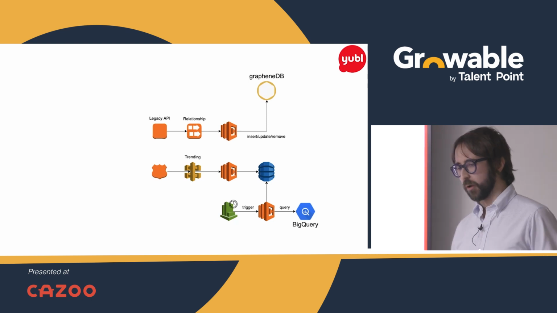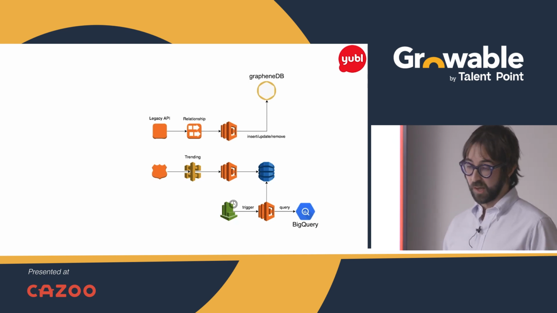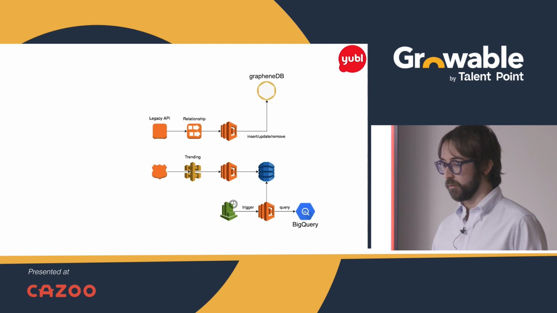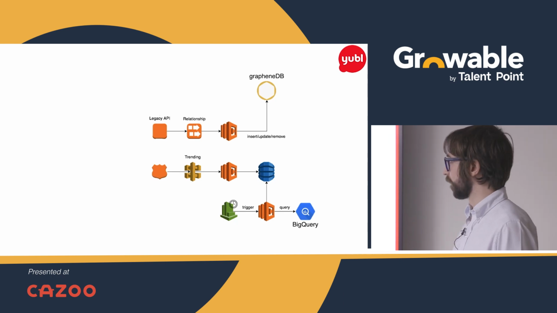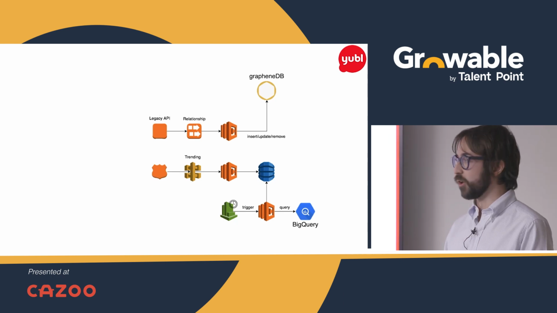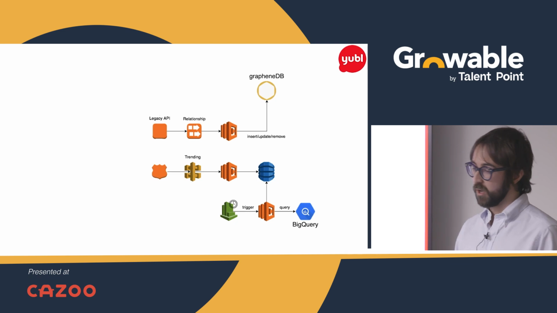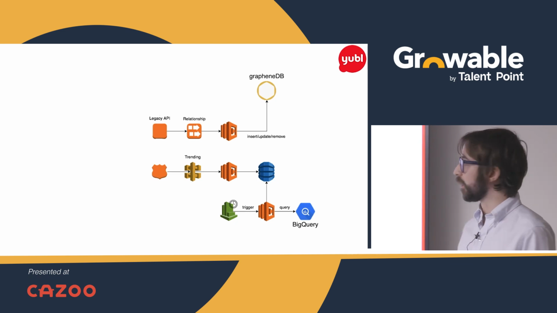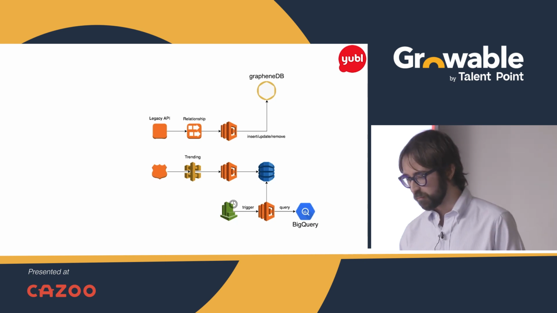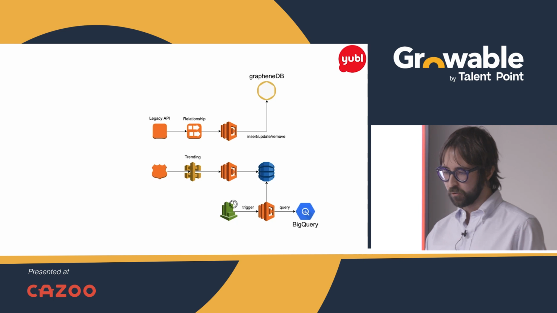Another thing we'd started doing was, from the legacy monolith, emitting relationship events onto Kinesis. We cared about when a user followed another user or unfollowed them, and we were putting those into a graph database. We used something called GrapheneDB, which is effectively a managed Neo4j. It's serverless. You don't have to have any servers to use it.